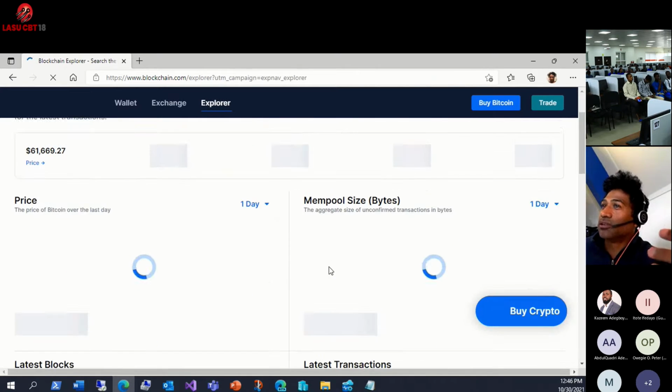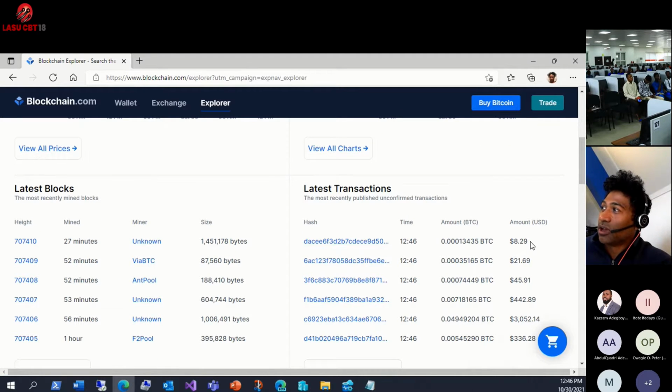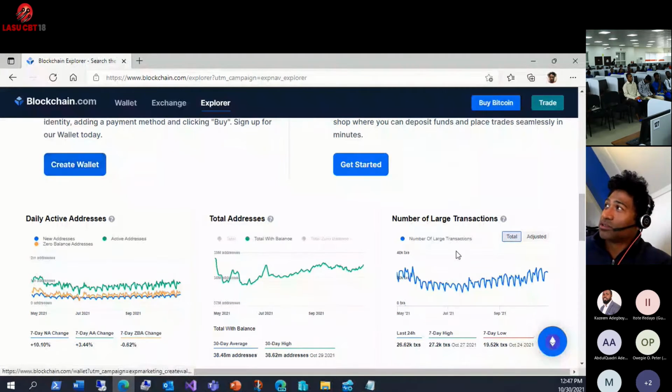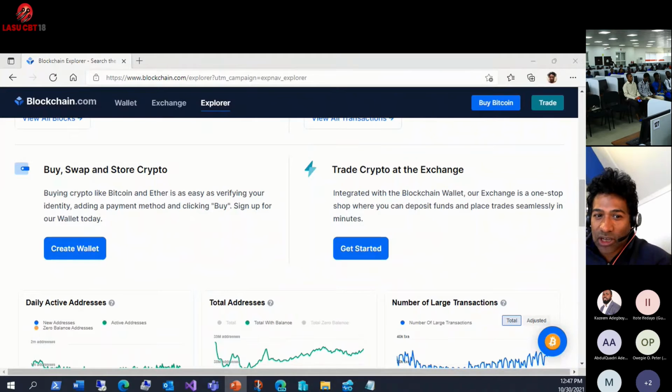Looking back at the Explorer, you can also see the latest transactions that happened and also the amount that was spent. So that fluctuates. You can see the latest transactions. You could also create a wallet and also buy Bitcoin and trade Bitcoin from this. So that's just looking quickly at blockchain blocks and transactions.